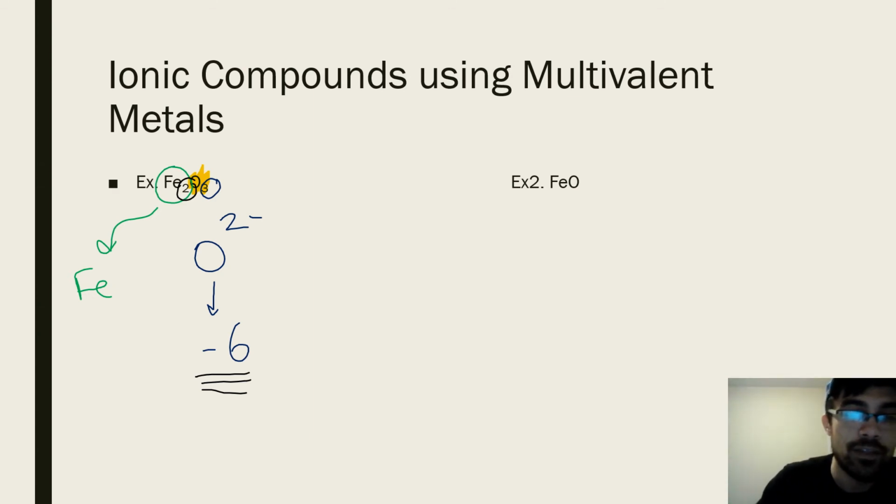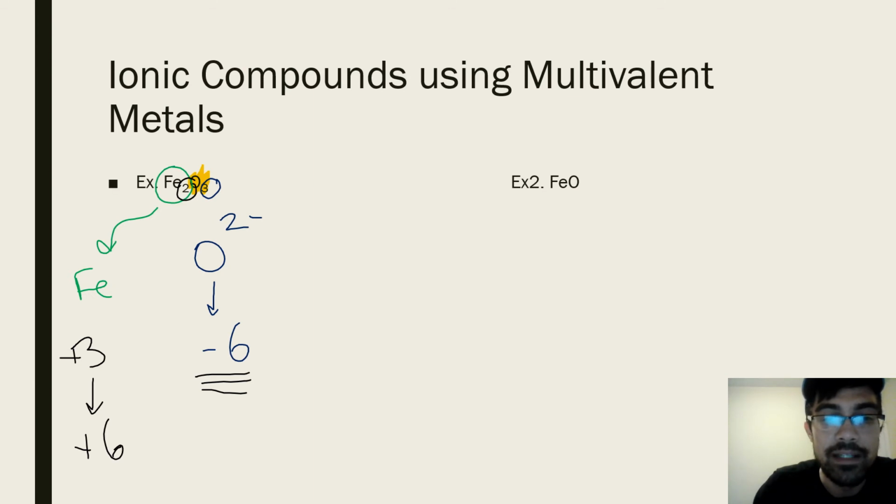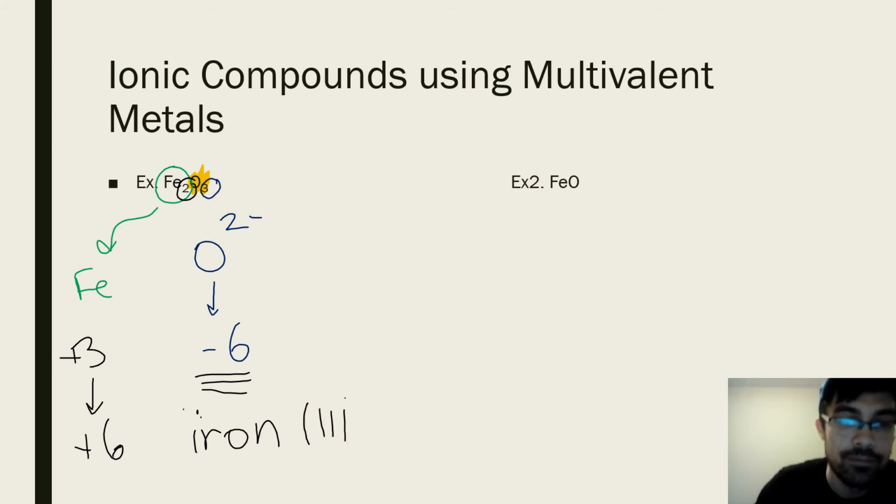And 6 divided by 2 is 3. I know there's a negative in there, but that means they have to be +3. Since you have 2 of them, your total charge becomes +6. They cancel out. Everything's happy as can be now. They balance each other out. Hooray. So this would be iron 3, because it has a charge of +3, oxide.